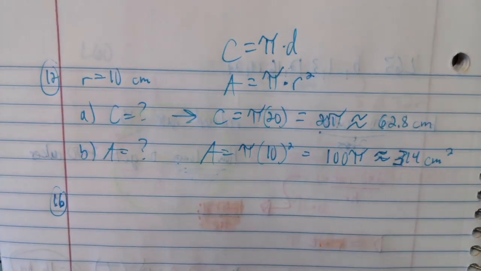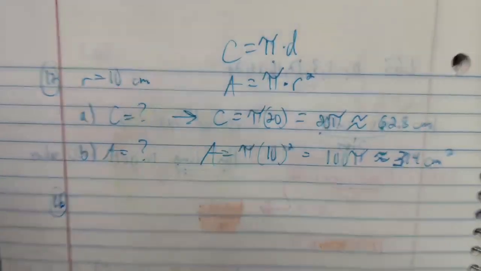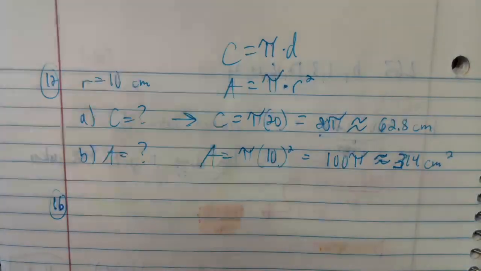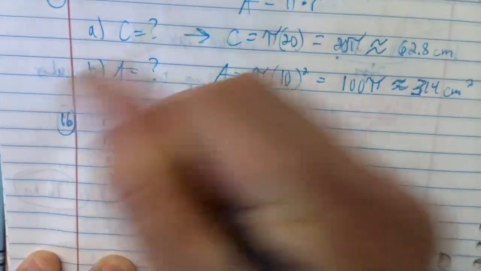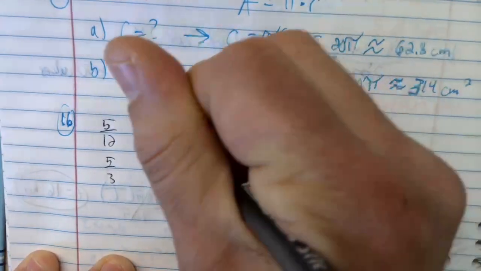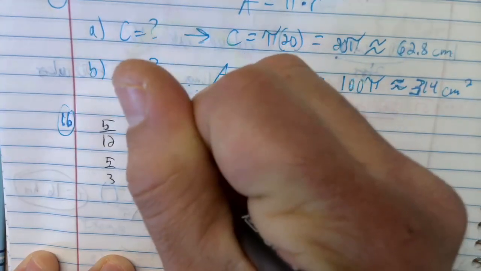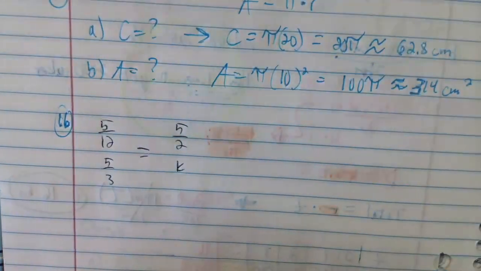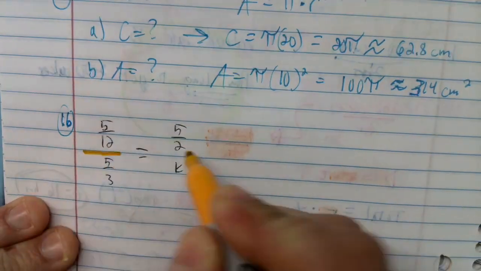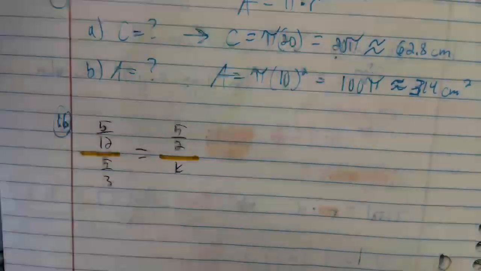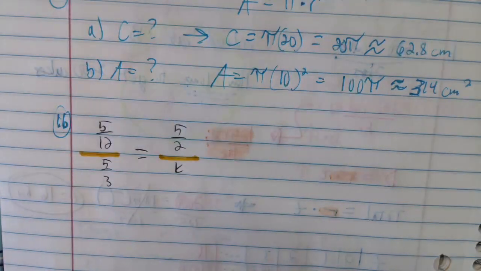So, number 16. Number 16 is a proportion. We solve proportions pretty much the same way every time. 5/12 and 5/3. We're setting that equal to 5/2 over k. I'm going to really emphasize this line that's making my fraction here. But the one thing, this was on the quiz, we have to cross multiply.